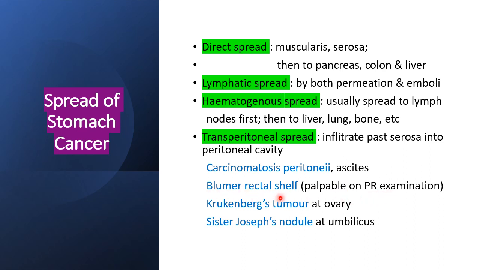The Blumer rectal shelf is the rectovesical or rectouterine pouch in the patient. Then you have the Krukenberg tumors, which are gastric tumors spreading through transperitoneal spread to the ovaries. And lastly is the Sister Mary Joseph's nodule at the umbilicus, which is also due to transperitoneal spread to the umbilical region.